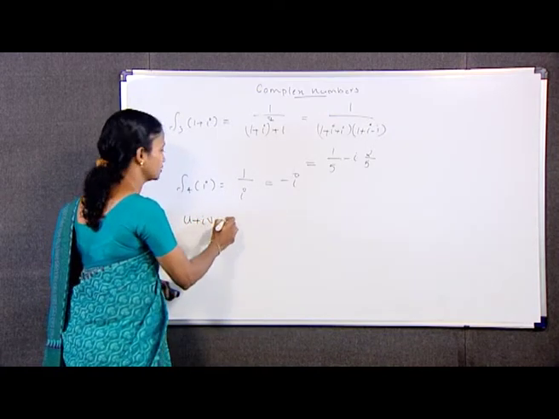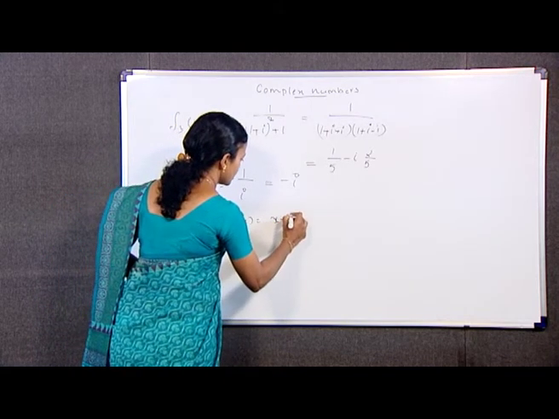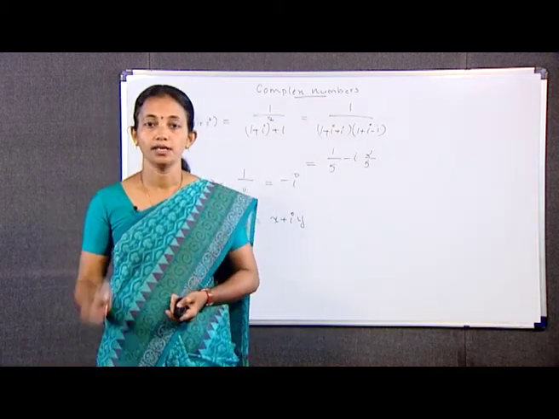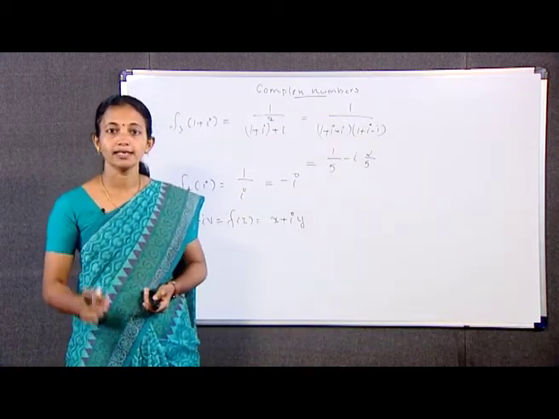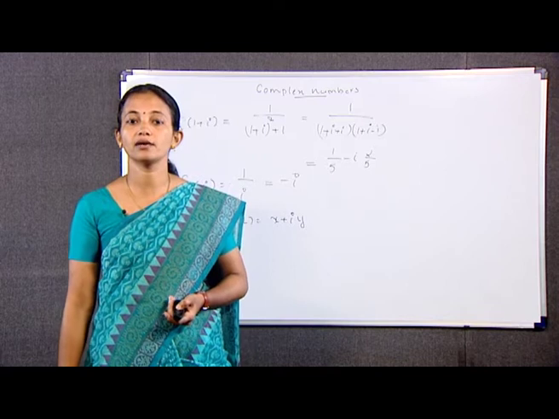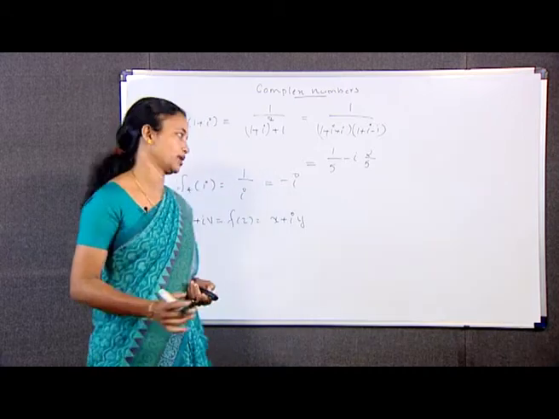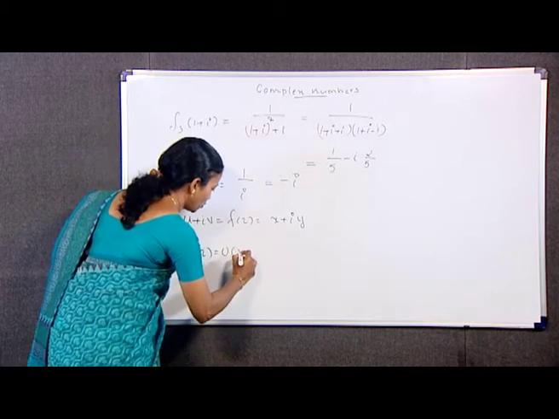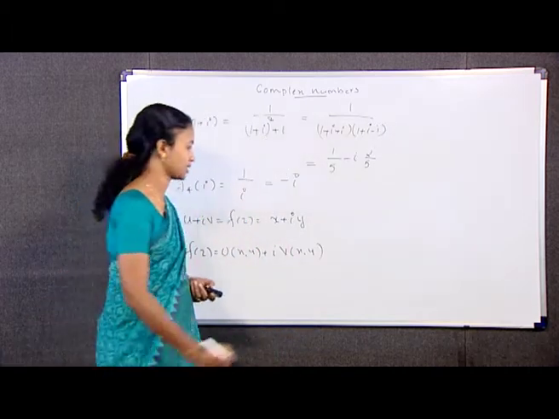u plus iv, which is equal to f of z, which we can write as x plus iy. Each of the real numbers u and v depends on the real variables x and y, and it follows that f(z) can be expressed in terms of a pair of real valued functions of the real variables x and y. f(z) is equal to u(x,y) plus i v(x,y). Mark it as equation number 1.